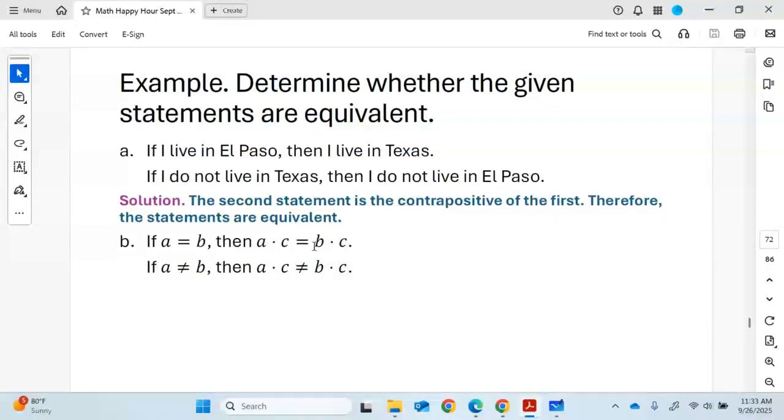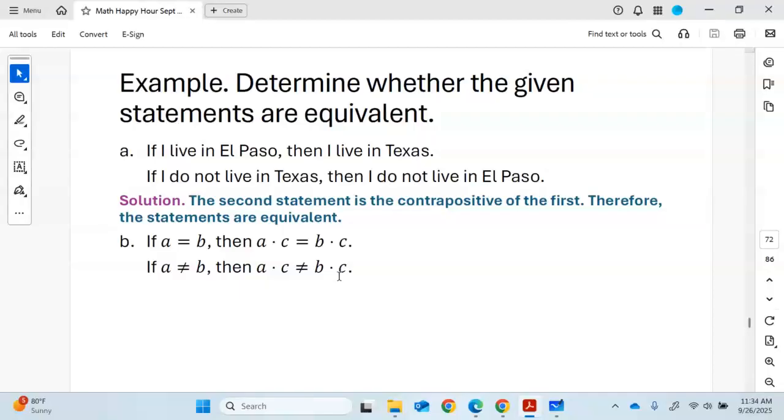And so that's my first statement. The second statement has if A is not equal to B, then A times C is not equal to B times C. These statements, I want to know if they're equivalent or not. One might guess that they are because it seems like you're negating both of them. So it kind of seems like they would be equivalent.